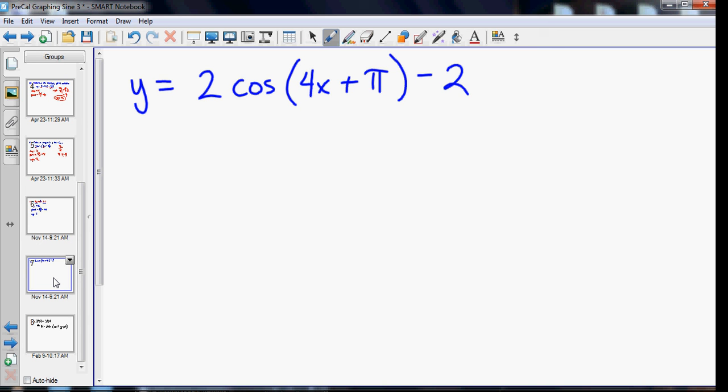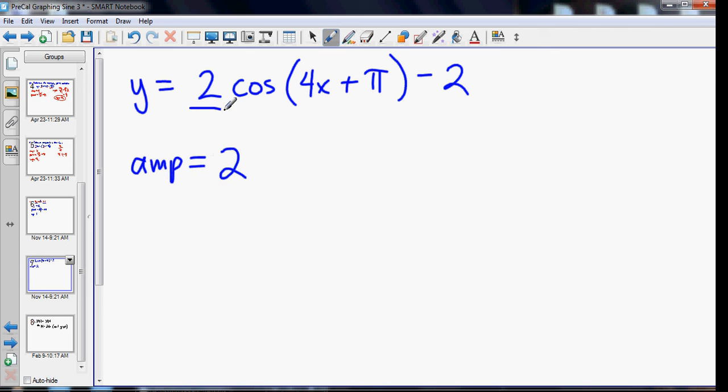Our period is 2 pi over 4. Because remember, it's always 2 pi over b. We can reduce that to pi over 2.